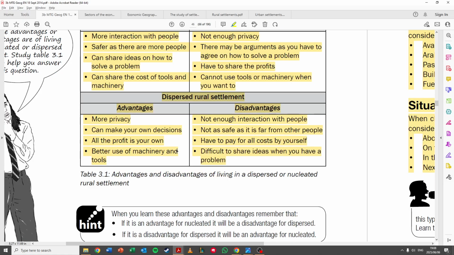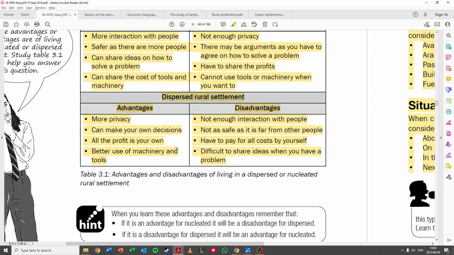Then the next one, dispersed rural settlement. Once again, this is where the structures are quite far away from one another. So the advantages of this is there's going to be a lot more privacy because the houses aren't as close together. Then you can make your own decisions because you're really the only one there. Then all the profit is your own, and you can have better use of the machinery and tools.